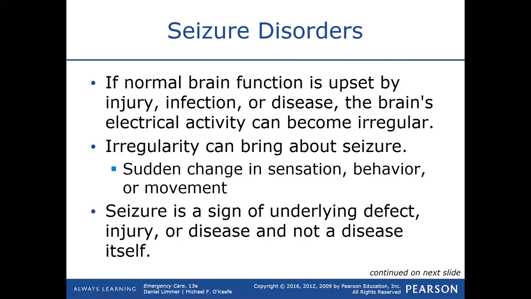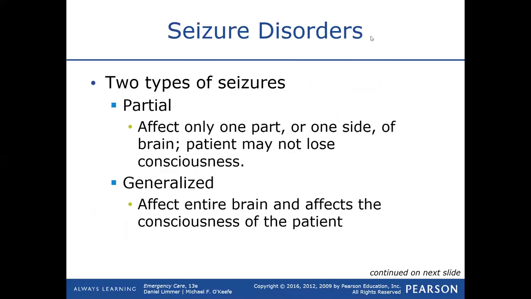So most of the seizure calls we get, we're called because somebody's seizing. They're out of the seizure when we get there most of the time. And there's a couple different types of seizures. We have our partial and our generalized seizure. So the partial is only affected by one part or one side of the brain. Patient may or may not lose consciousness. Okay, so somebody might be half seizing or one appendage is kind of seizing, but a lot of times these people are still awake.